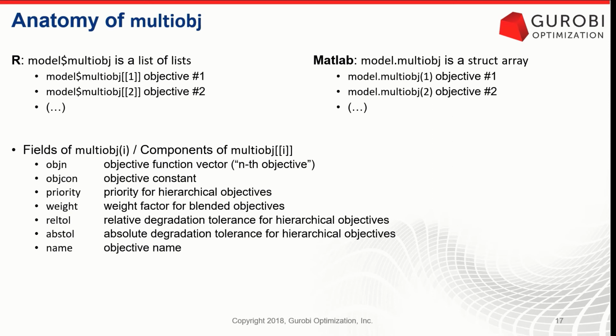Then there's objcon. You can offset each function by a constant. Then there is a component called priority. We've seen that. This is exactly the way to specify the hierarchy level for this objective function. We've seen the weight factor. It was useful for blended optimization. And then there are two interesting fields, reltol and abstol. So these describe tolerances that are considered in hierarchical optimization.